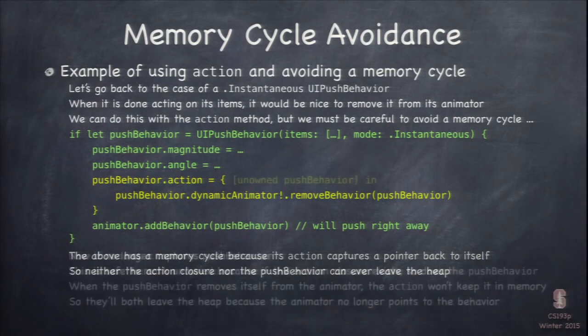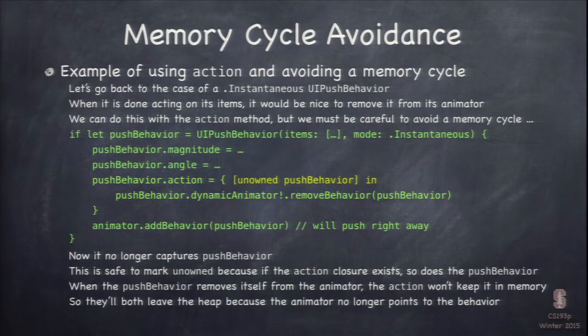So how do we fix that? We put that unowned in there. We put this capture list here, saying that push behavior inside my closure is unowned, meaning don't capture it. I promise that it will be there when you want to use it, Mr. Closure says. You do not have to capture it and keep it in memory. And we know that's fine because obviously the action wouldn't even be called if the push behavior didn't exist. So this is good. This code's for sure going to work.